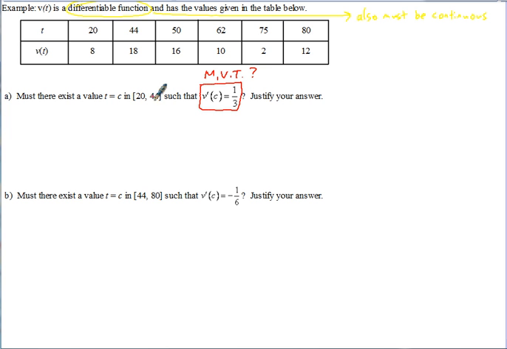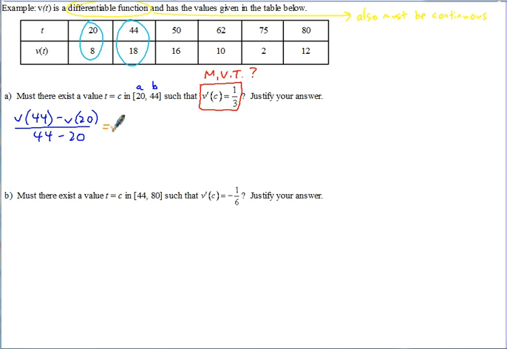So let's look on the interval 20 to 44 right here. And we already know it's continuous and differentiable, so we can apply the mean value theorem. There are no extra conditions. The only question is, is 1/3 the value it guarantees? Remember, what the mean value theorem guarantees is that the derivative has to equal v of 44 minus v of 20 over 44 minus 20. So we're going to calculate that and actually see if that's 1/3 or not.